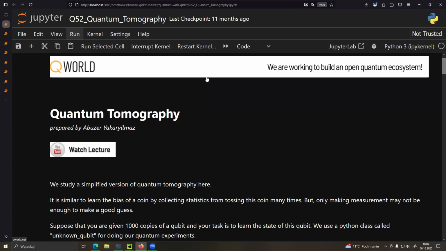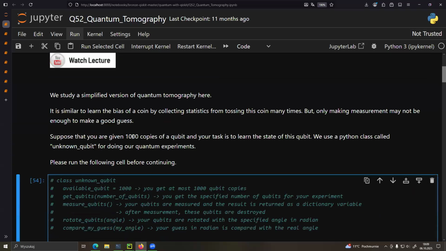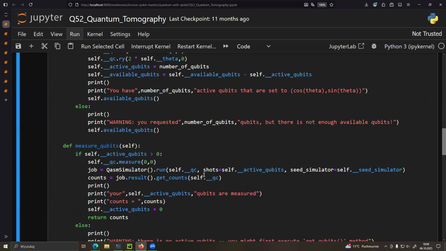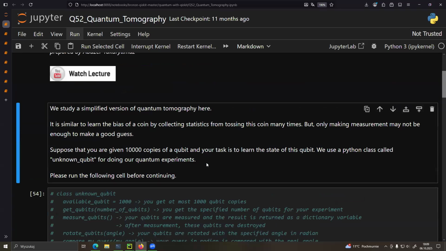So the first thing, let's weave the seed simulator setting into quantum tomography, our first topic for today, which is like this. I will edit this to 10,000, so we will have slightly more precision.